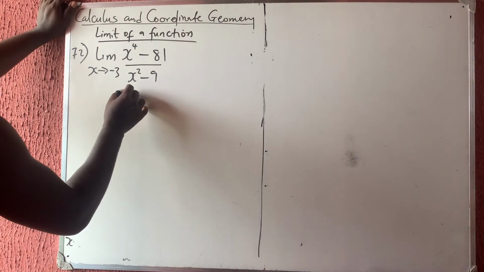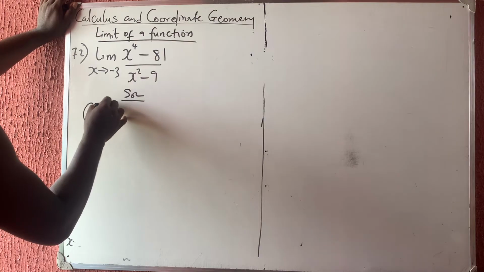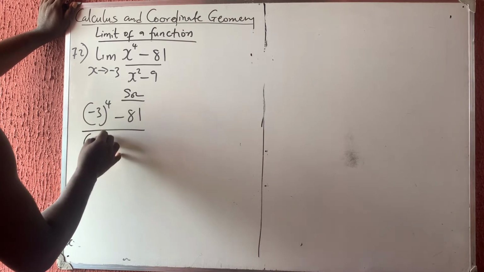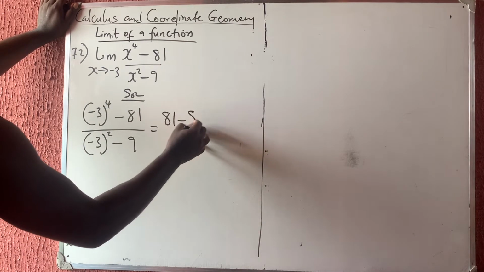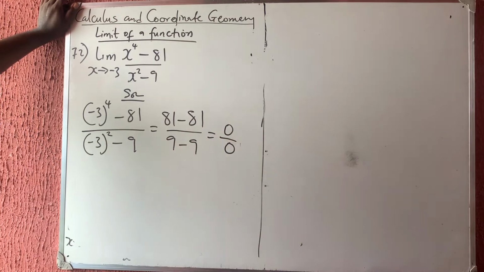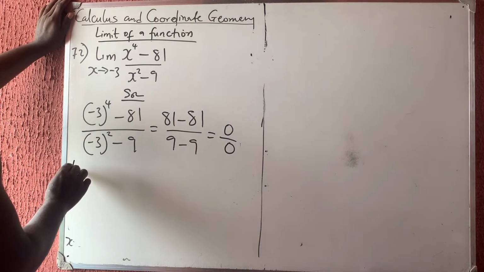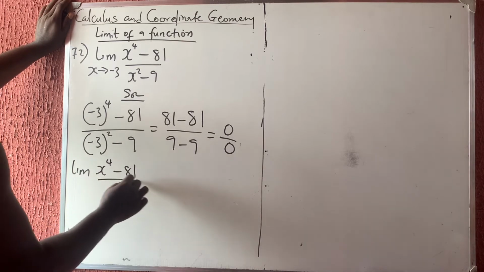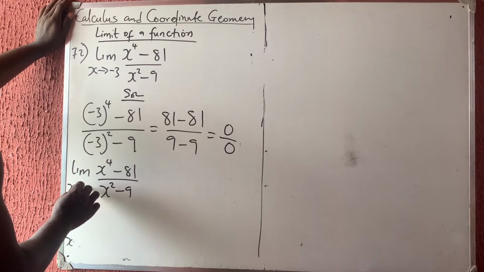So let us substitute. Solution: if we substitute, we are going to have minus 3 raised to power 4 minus 81 all over minus 3 raised to power 2 minus 9. So if you look at this, I'm going to have 81 minus 81 all over 9 minus 9, which is what? 0 over 0. And I told you, once you get 0 over 0, we must differentiate. So which means I have the limit of x raised to power 4 minus 81 all over x raised to power 2 minus 9, and as x approaches minus 3.